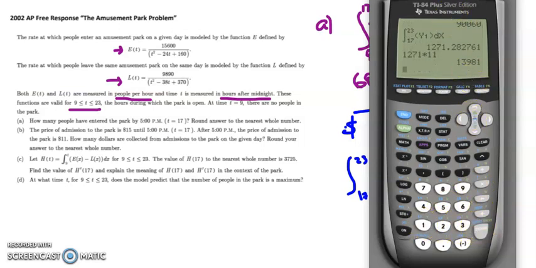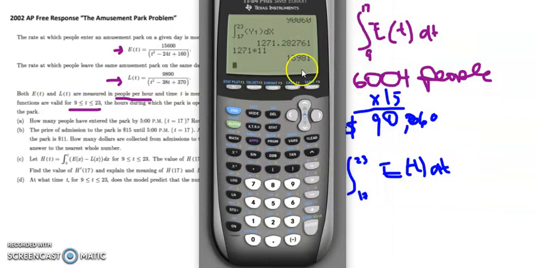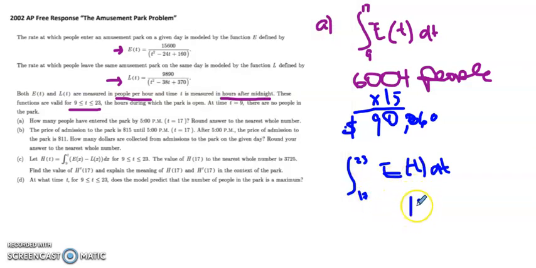It's $13,981. Add that to the $90,060 we collected otherwise during the day, and the total amount we have collected is $104,041. So that is your answer to part B. We've done A over here and B.